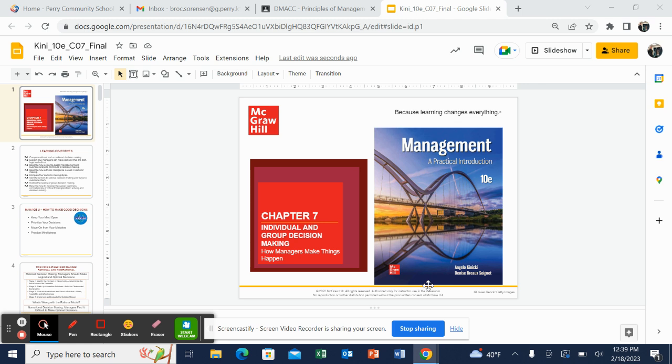In our chapter, we take a look at a few types of decision making models that managers use when making the day-to-day decisions, the medium-term decisions, and the long-term decisions of their companies, and what is the best direction for those companies to go in. So we're going to go ahead and get right into it.